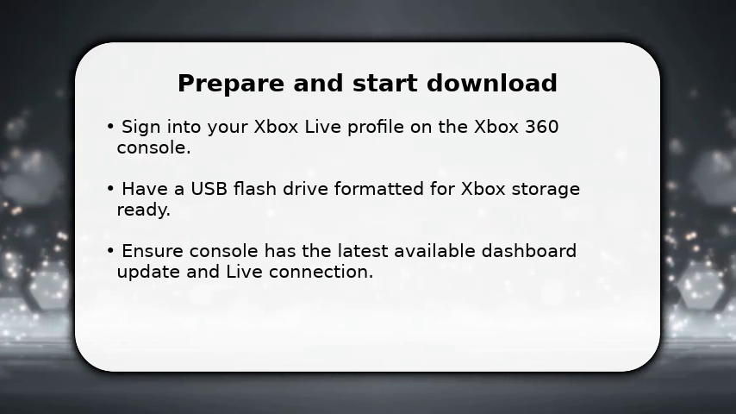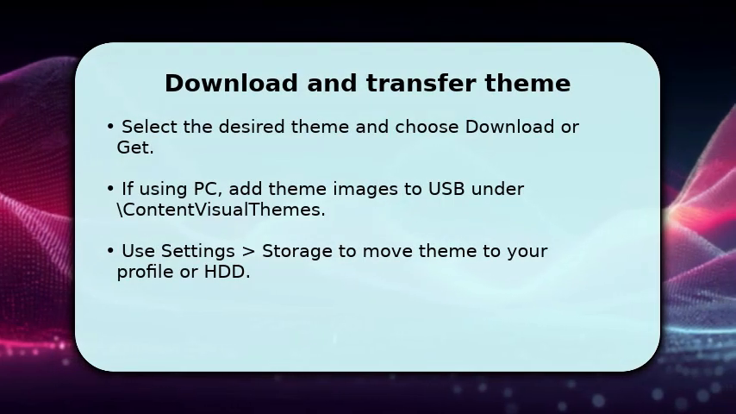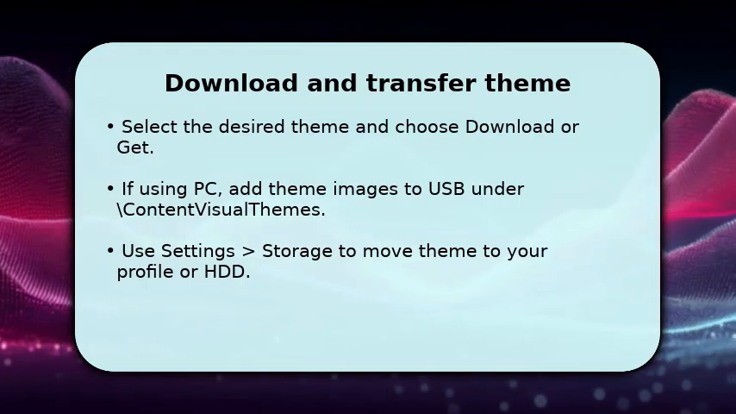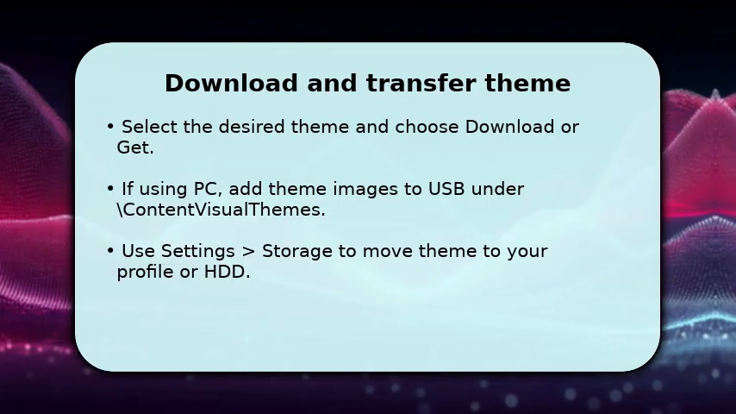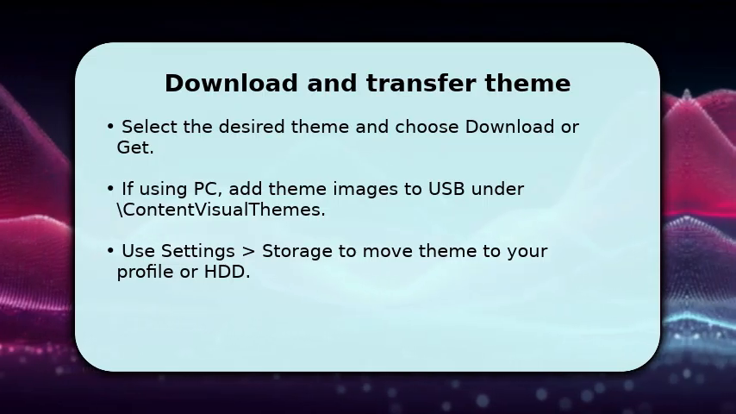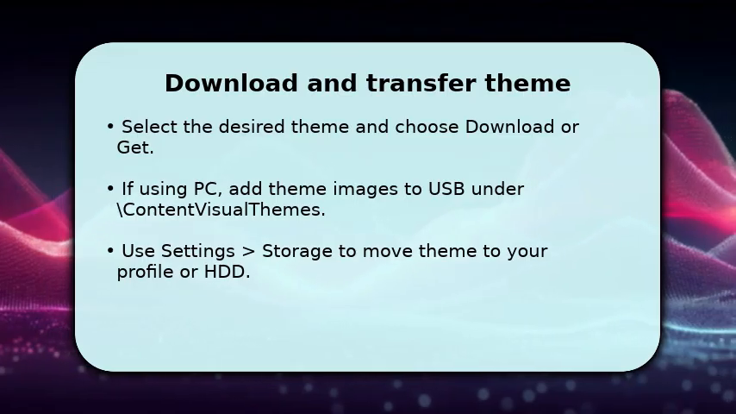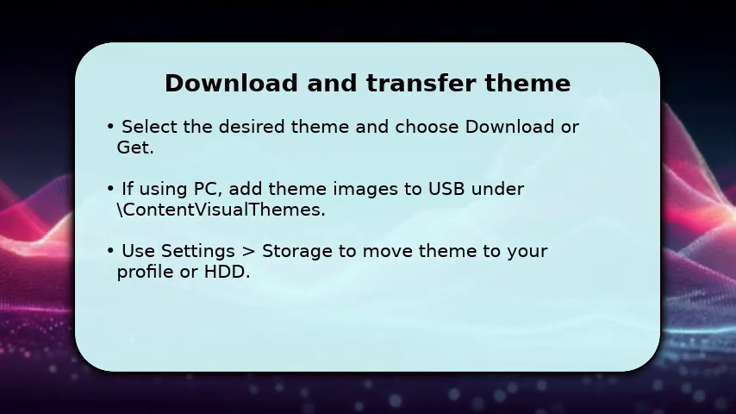Once you choose a theme, press Get or Download and confirm the destination as your profile or the connected USB device. If you prepared files on a PC, place them in a Visual Themes folder on the drive, then plug into the Xbox and use Settings, System, Storage to locate the USB content.